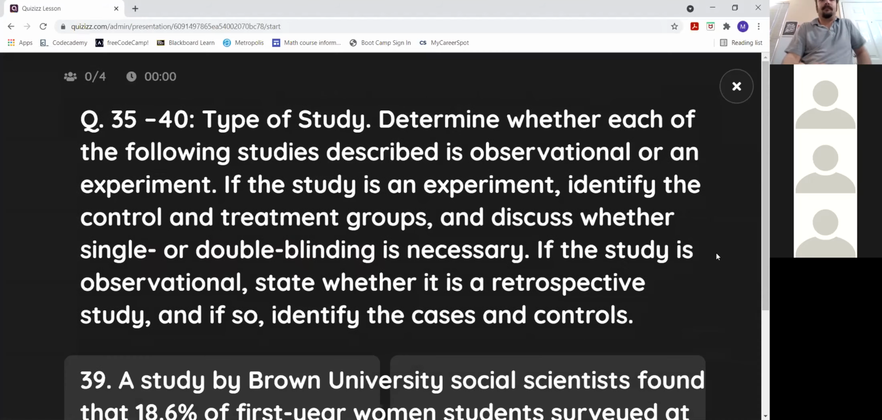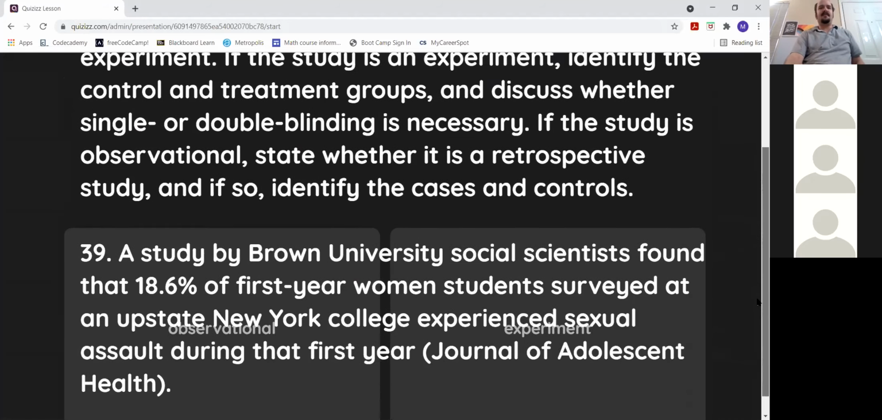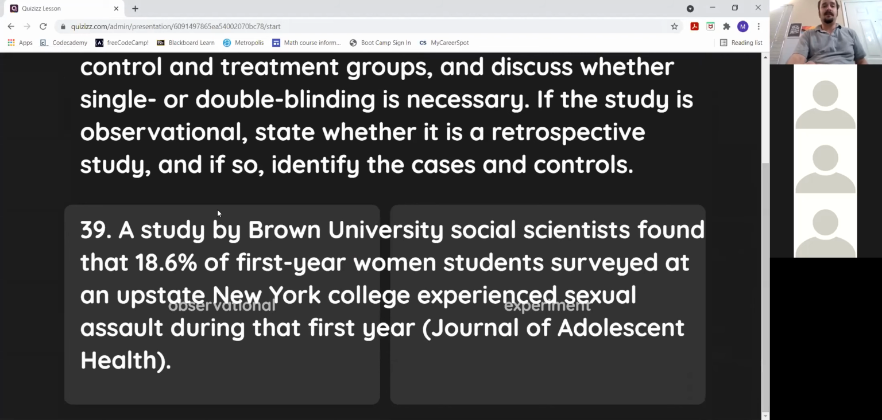Okay. So 39, I think these are the same instructions. A study by Brown University social scientists found that 18.6% of first-year women students surveyed at an upstate New York college experienced sexual assault during that first year. So maybe kind of a horrible example, but I think maybe to bring home the point and difference of what an experiment is versus a study.